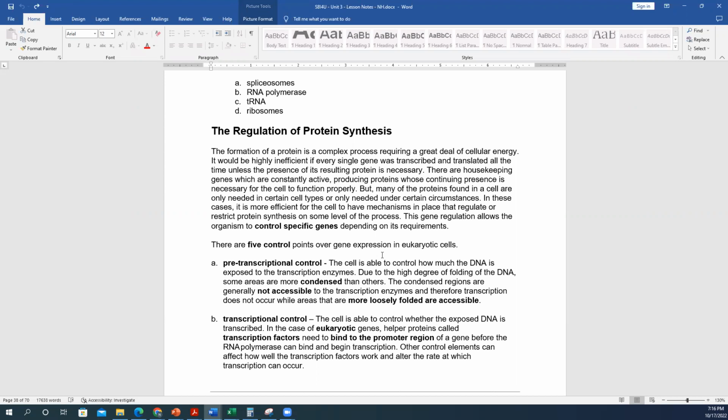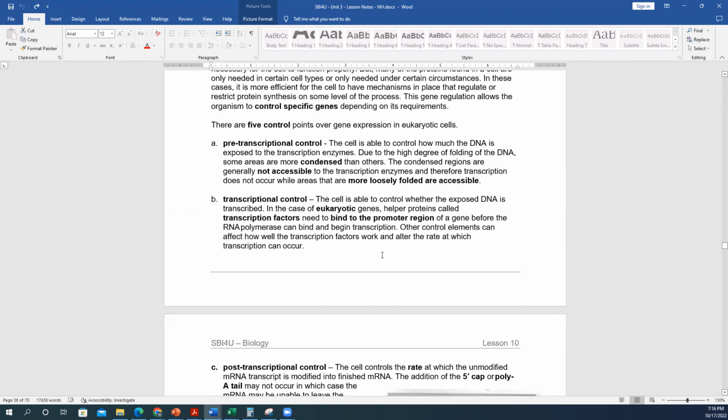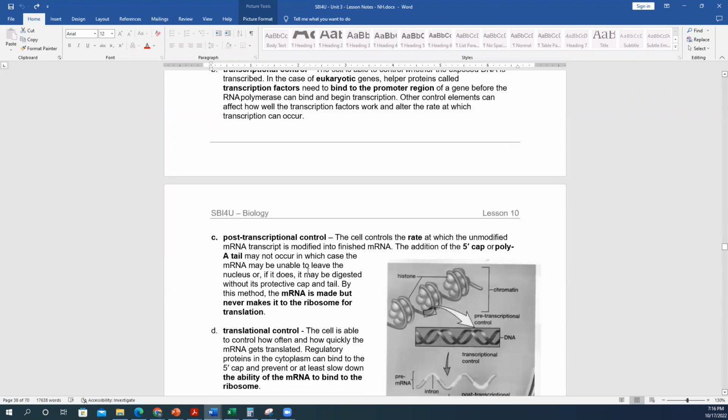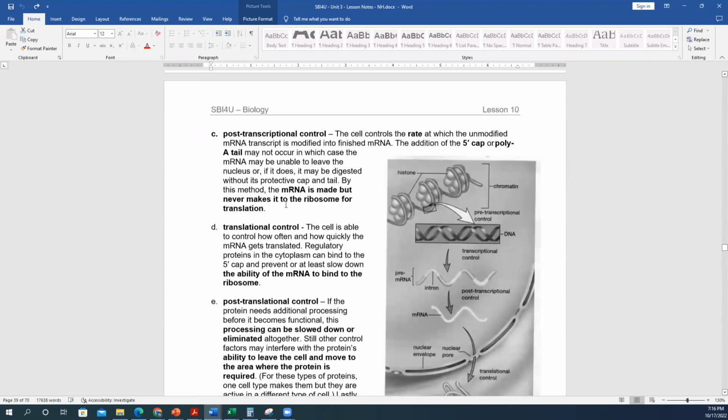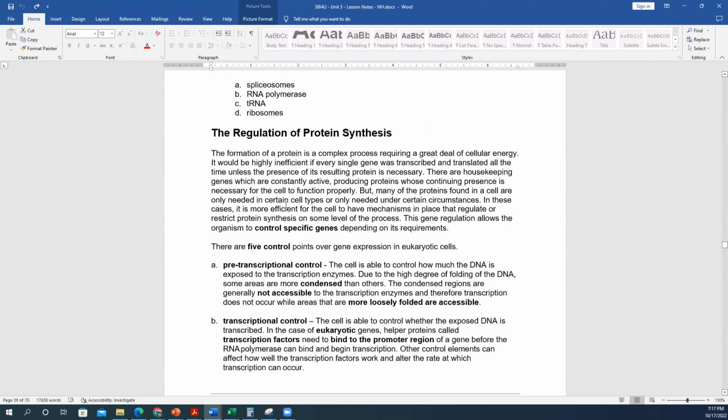And there are 5 points of control over gene expression in eukaryotic cells. And those are pre-transcriptional control, transcriptional control, post-transcriptional control, translational control, and finally, post-translational control. We're going to talk about each of these separately.